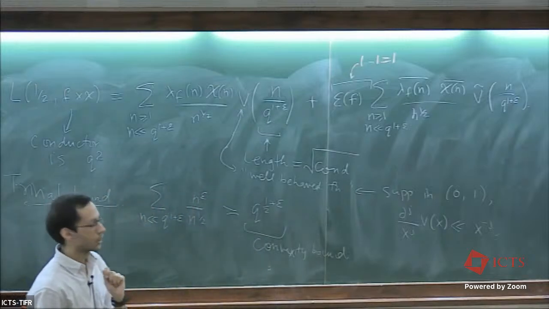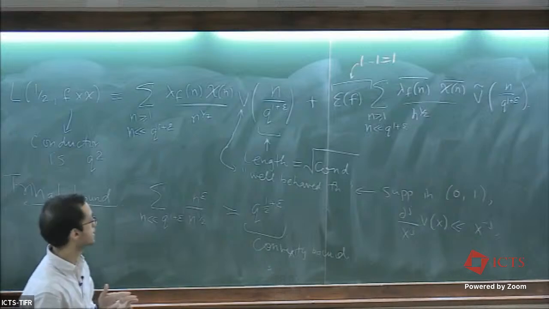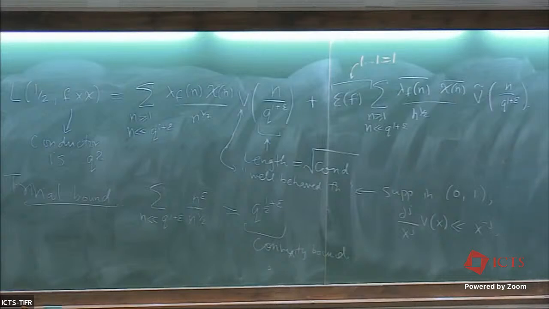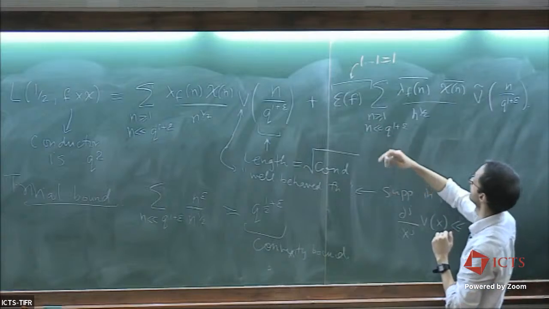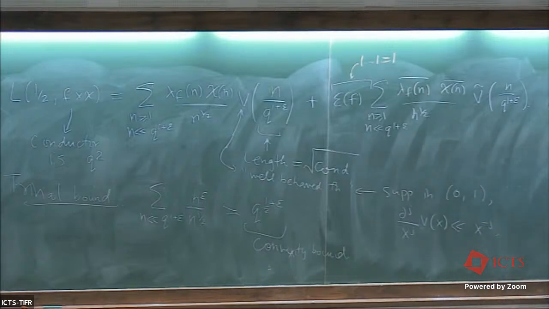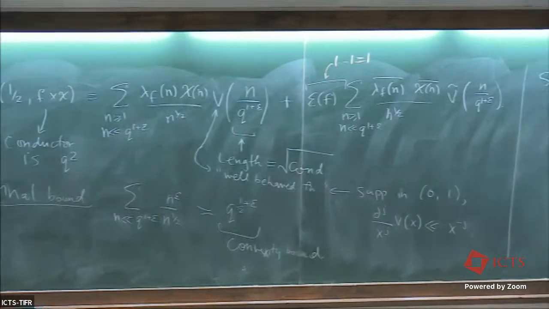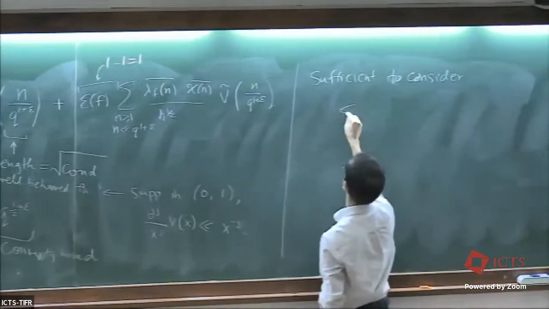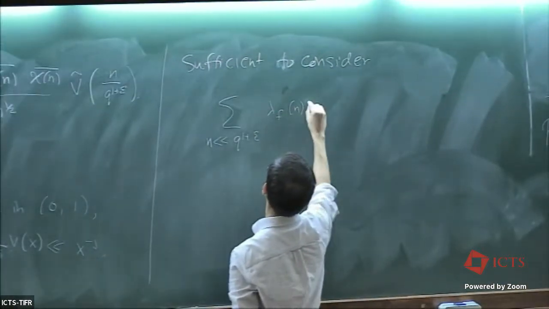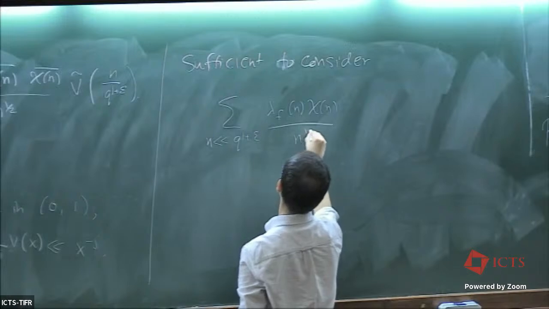Right. What you can also do is you can then start looking at only one of these factors because they look similar. If it's a holomorphic cusp form for SL2, then we also know it is self-dual, so this is going to be actually real. And what you have over here then is sufficient to consider only one of these. Sufficient to just consider, let's say, the summation n going up to this length, and you have lambda f n pi n over n to the 1/2.